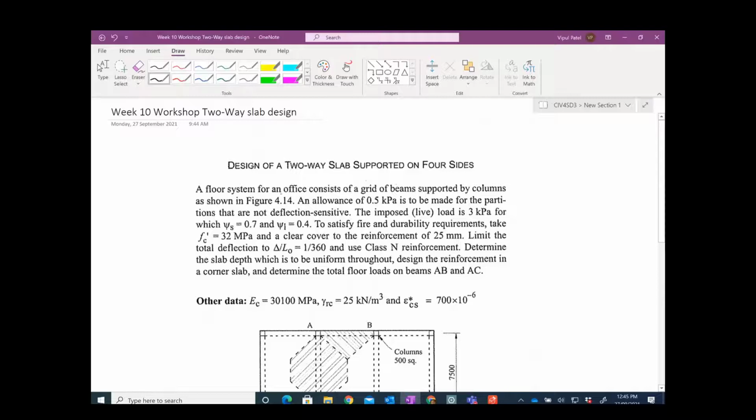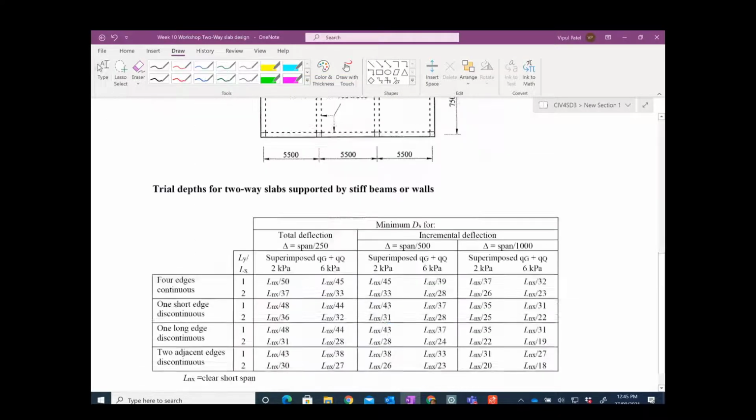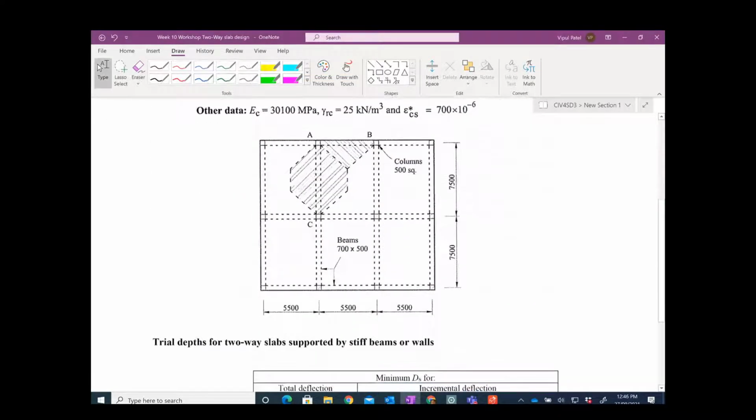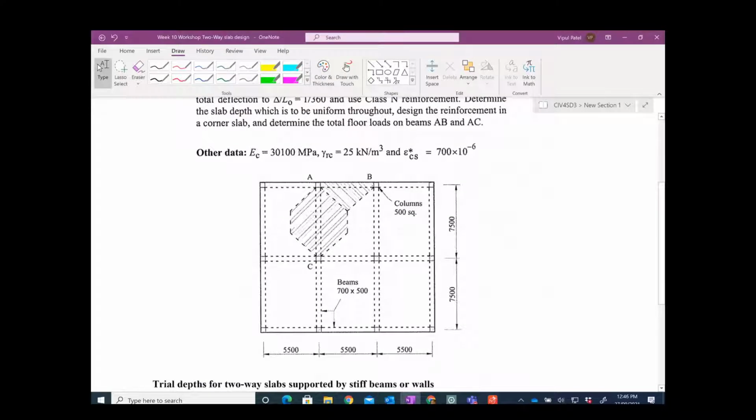So a floor system of an office consists of a grid of beams supported by columns, as shown in figure number 4.4. So there is an office building and it has beams. As you can see, these are the columns at these corners. This is, by the way, the plan view.